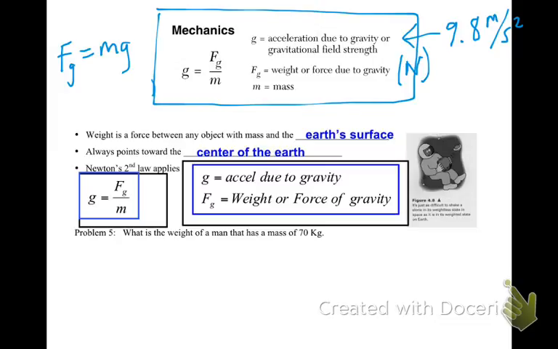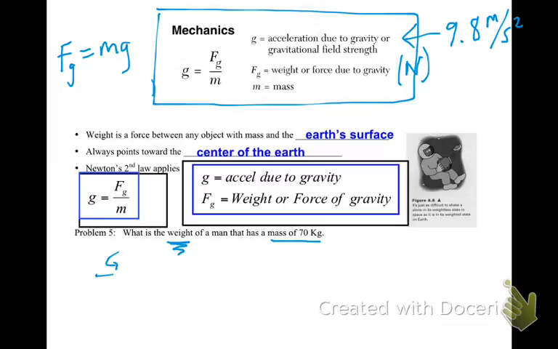So let's try this particular problem. What is the weight of a man that has a mass of 70 kilograms? Now, where people tend to get confused is that they see that you're given a mass and you're asked for the weight, and so many people just simply write, okay, well, your weight is 70 kilograms. No, your weight means your weight force, your weight in newtons. So now we simply have to solve for our actual Fg.